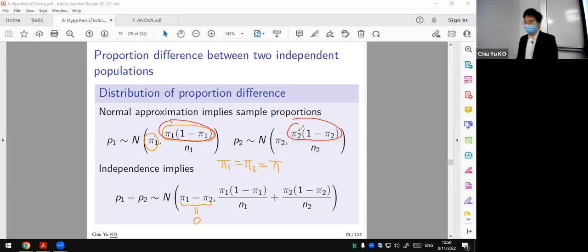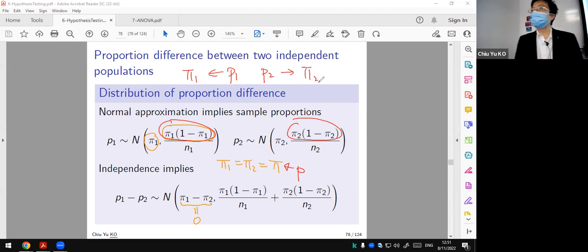So that means we can estimate pi. That's fine, right? We can just use P to estimate this. We don't need to estimate P1 and P2. You could use P1 and P2 to estimate pi 1 and pi 2. That's no problem, but that is not the best way to do it.